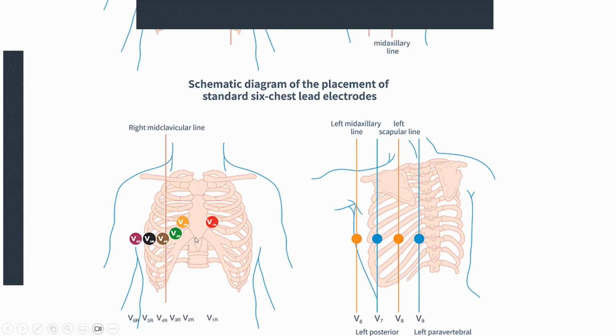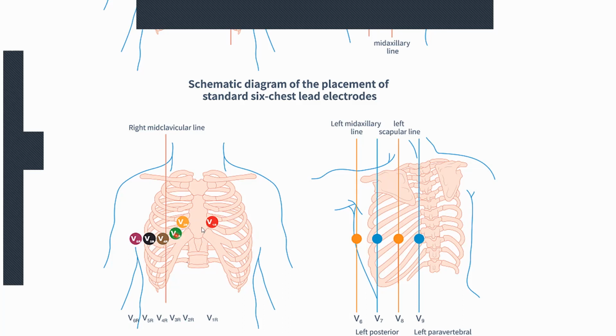V3 would have normally been here. Sorry, let me just get the spotlight on this. So V3 would have normally been there. V4 would have been here. V5 would have been here in the anterior axillary, and V6 would have been there in the mid-axillary. So now all that happens is that you switch it over to the right-hand side. And when you do that, you label it as such.